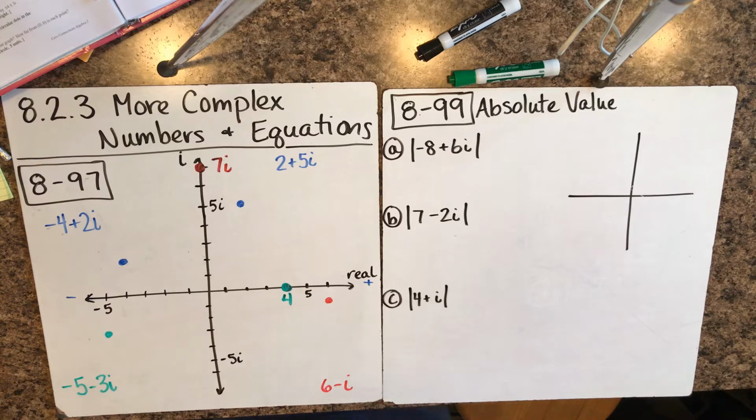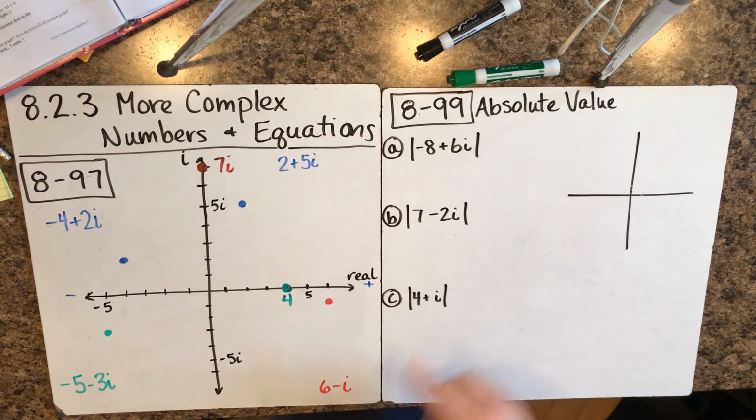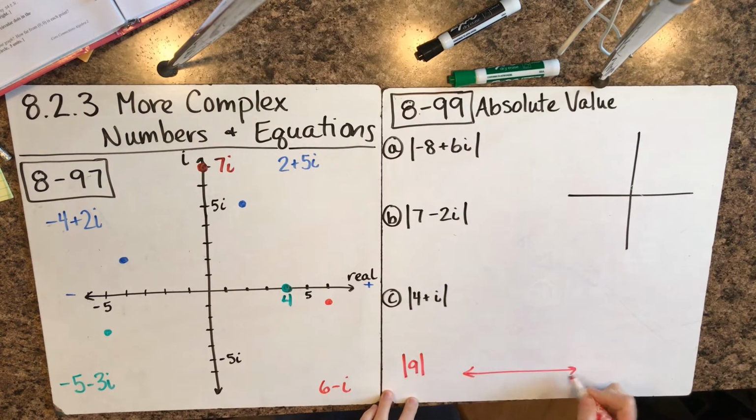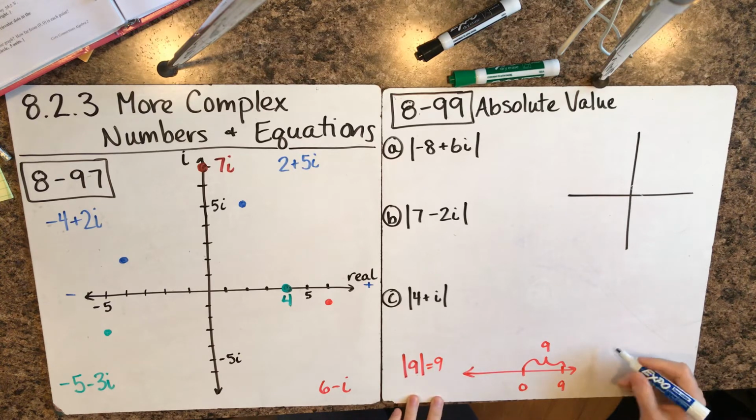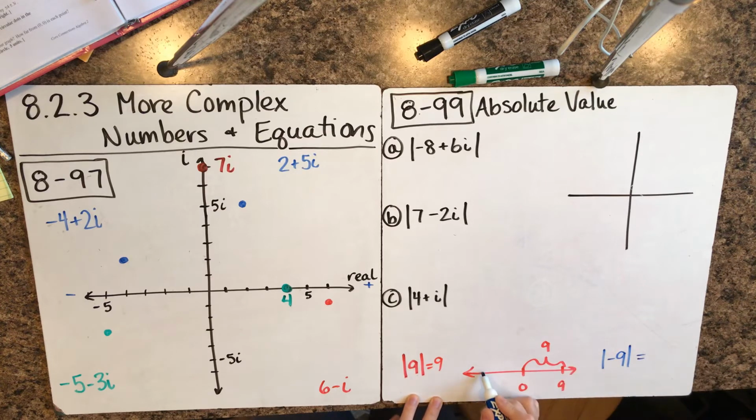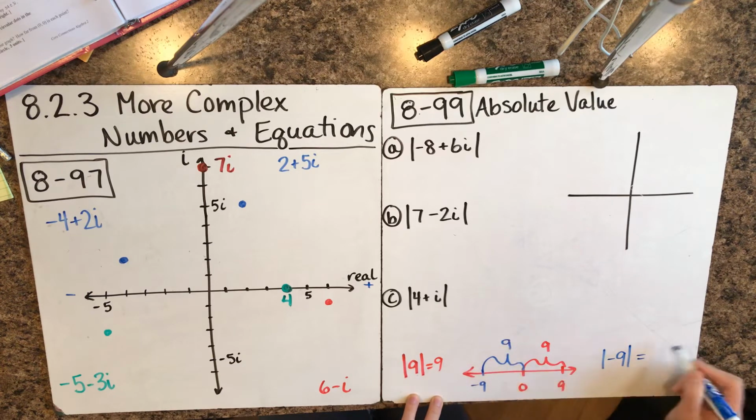Okay. Number 99, we're going to talk about the absolute value of complex numbers. Now remember, absolute value means the distance from 0. So really, when I say, what's the absolute value of 9, you should be thinking of a number line and saying, well, how far apart is 9 from 0? Well, it's 9. That means the absolute value of 9 is 9. Okay. If I say what's the absolute value of negative 9, again, I'm just asking what is the distance from 0. The distance from negative 9 to 0 is 9. That's why the absolute value of negative 9 is 9.